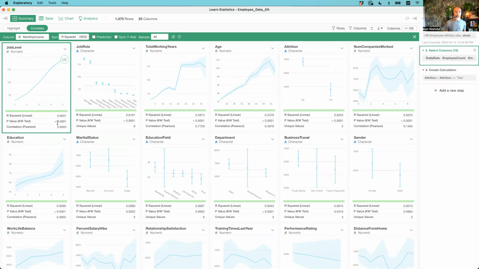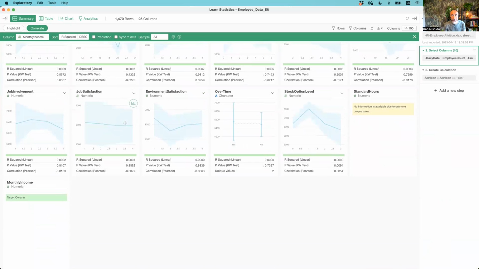So when it says less than 0.0001, that means there is less than a 0.01% chance that you're going to get something like this if you accept the null hypothesis, meaning there's no relationship between job level and monthly income. And that's impossible, like it's happening here. So therefore, if you see a number closer to 0, that means the relationship is significant.